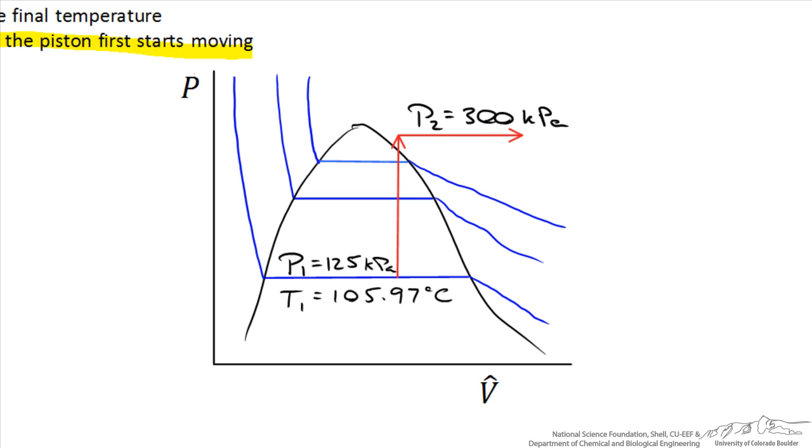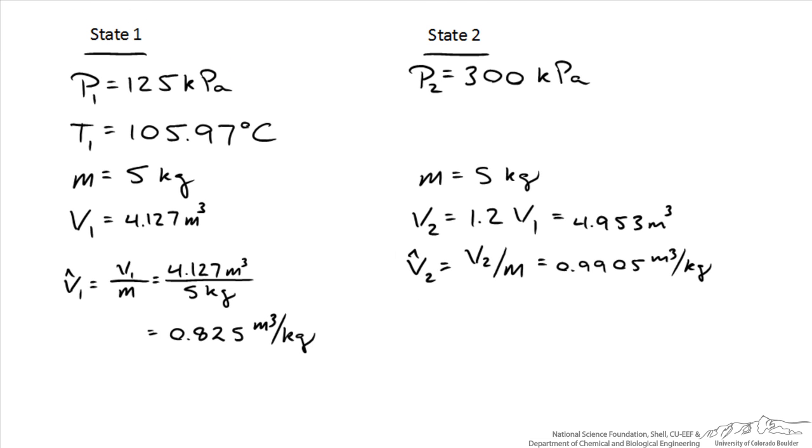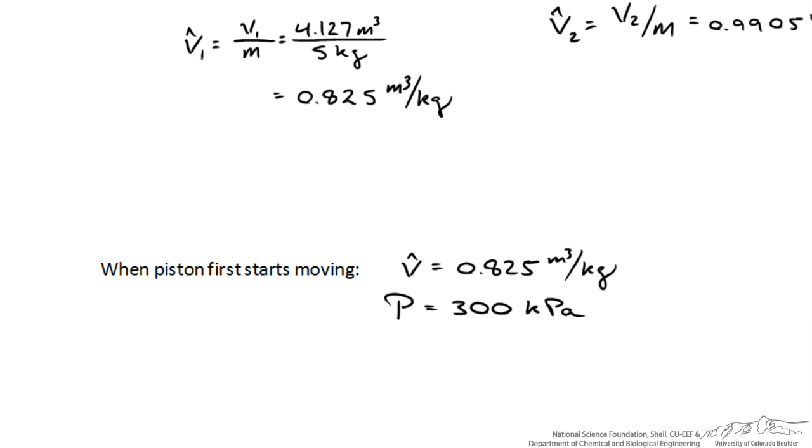And if the specific volume of a saturated vapor at this pressure is less than the actual volume, in other words, if the actual volume was bigger than the specific volume associated with a saturated vapor, that means it's now a superheated vapor because we've moved to the right of the saturated vapor line. When the piston first starts moving, we know the volume, we know the mass. We can calculate a specific volume of 0.825 cubic meters per kilogram. So when the piston first starts moving, we have a specific volume of 0.825 cubic meters per kilogram and a pressure of 300 kilopascal.